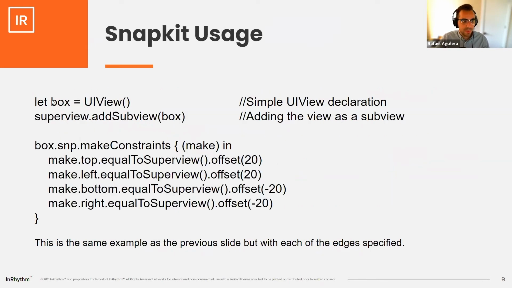So here's an example. You create a view, you add it to a superview of some sort, then you make constraints. This does the same thing. You can constrain to the top, the left, the bottom, and the right of whatever the superview is. There are different things you can constrain it to, etc. This is a pretty good example. You'll see this a lot in a lot of these SnapKit-based iOS projects.